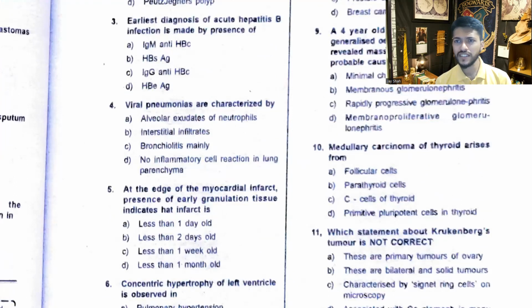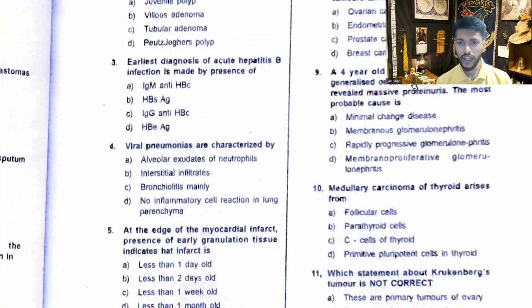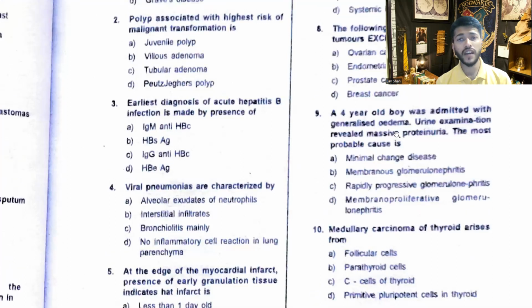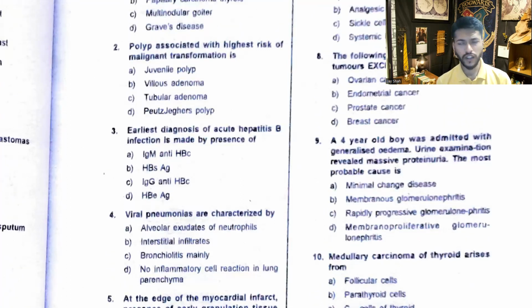4-year-old boy, generalized edema, massive proteinuria. Diagnosis, nephrotic syndrome. Most common cause of nephrotic syndrome, minimal change disease, also known as lipoid nephrosis. Answer is A. If it would have been an adult, it would have been FSGS, which is focal segmental glomerulosclerosis.